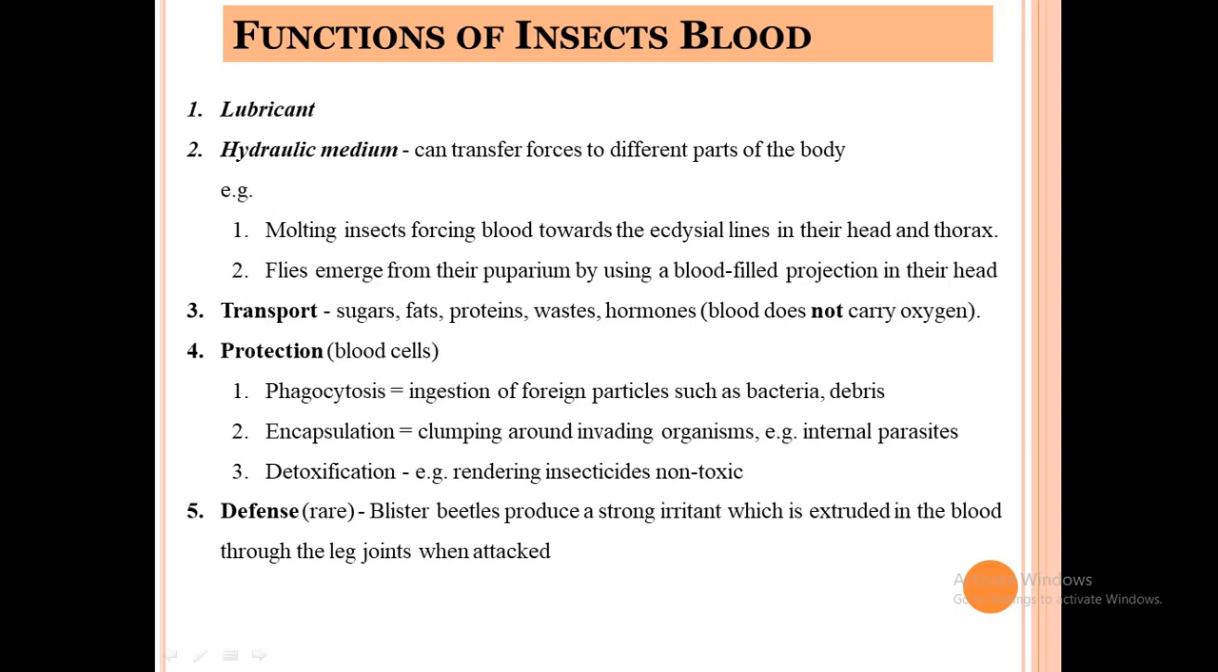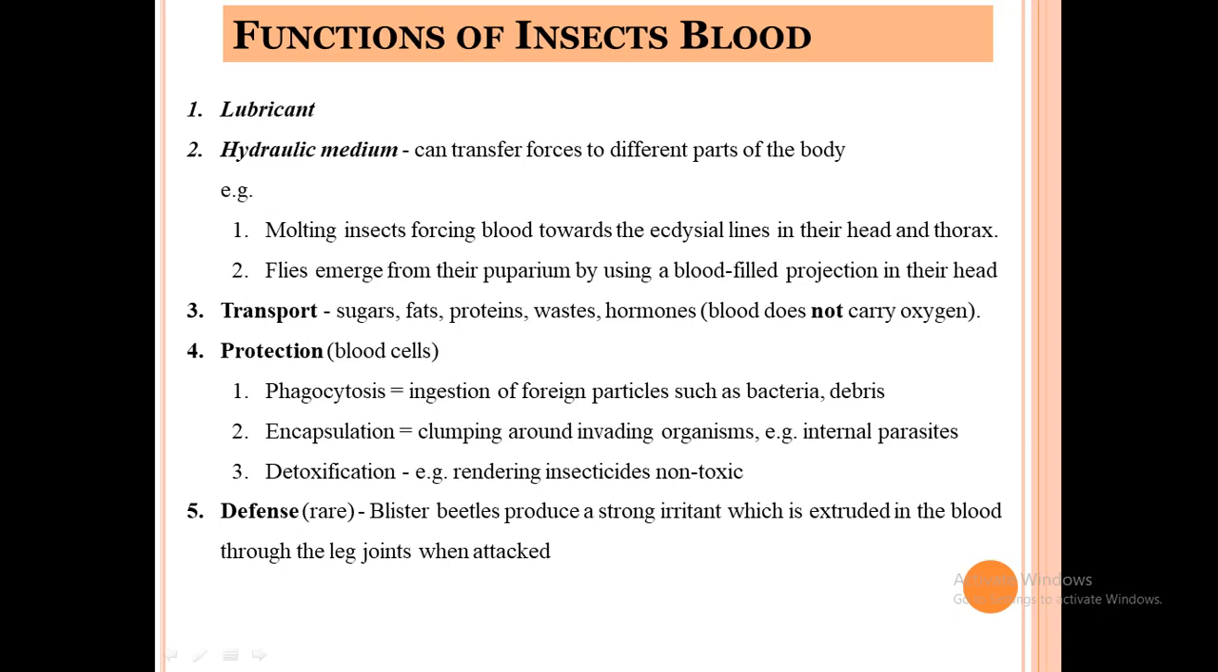Then defense. This phenomenon is rare in insects. However, blister beetles produce a strong irritant which is extruded in the blood through the leg joints when they are attacked by a predator or any enemy.